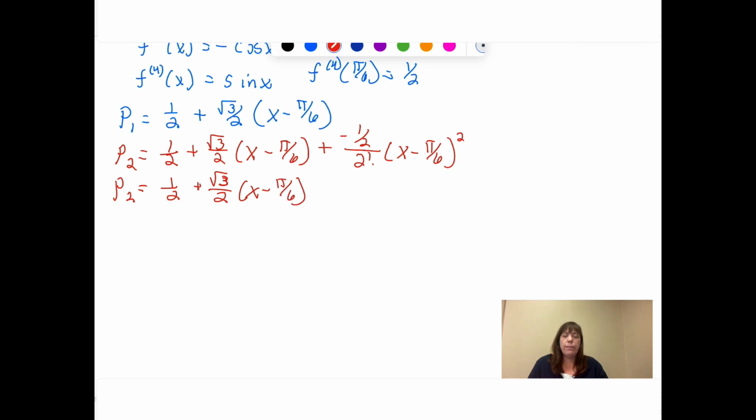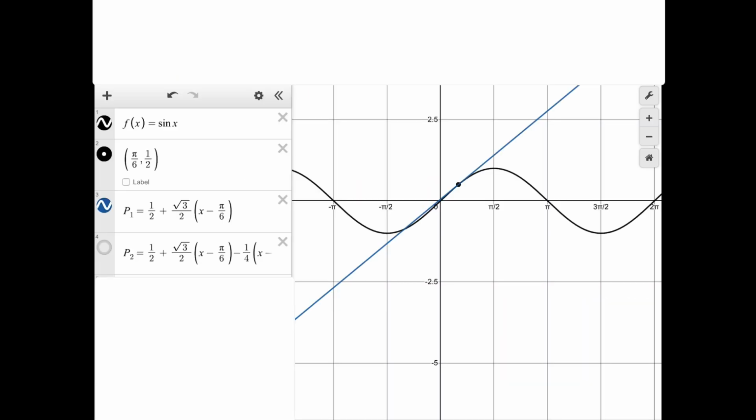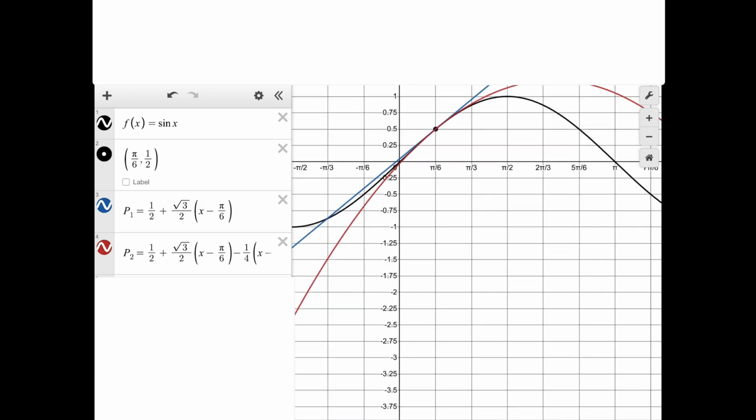Negative pi over 2 divided by 2 factorial is just negative 1/4. Okay, now let's go back to decimals and see how this approximation compares to our P1 approximation for sine of x. Now we're going to use our second approximation. We went to 2 degrees, so our P2 Taylor approximation will give us an even better estimate of this blue linear line. So here I did it in red. This is my P2 Taylor approximation, my Taylor approximation when n is 2.